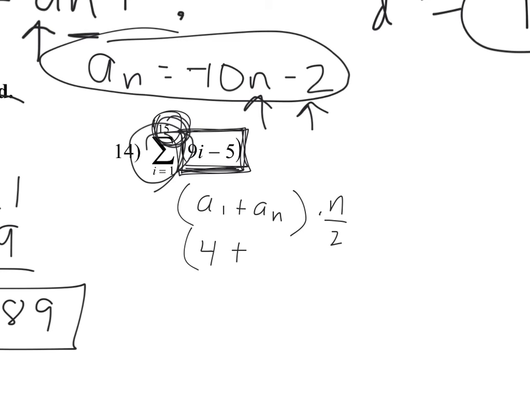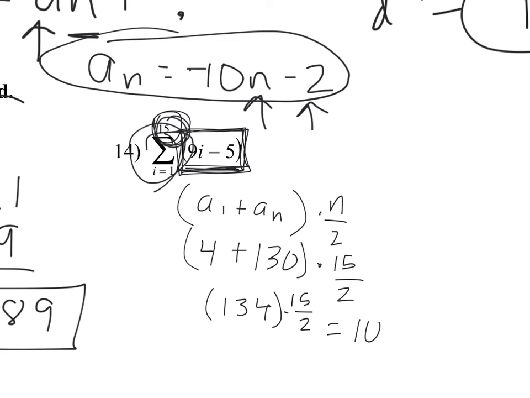The 15th term would be 9 times 15 minus 5. 9 times 15 is 135. 135 minus 5 is 130. And this is going to be multiplied by 15 halves. So we've got 134 multiplied by 15 halves. And that equals 1,005.